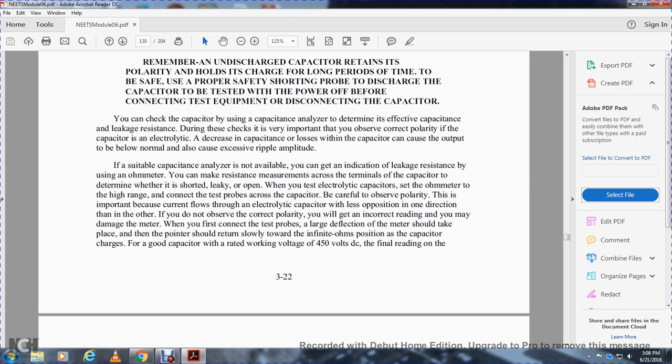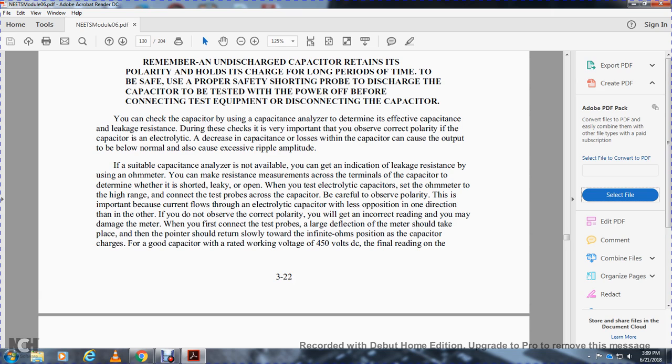To test an electrolytic capacitor, set the ohmmeter to a high range and connect the test probes across the capacitor. Carefully observe the polarity, because current flows more easily in one direction than the other through an electrolytic capacitor. If you observe the incorrect polarity, you will get an incorrect reading. You may damage the meter.